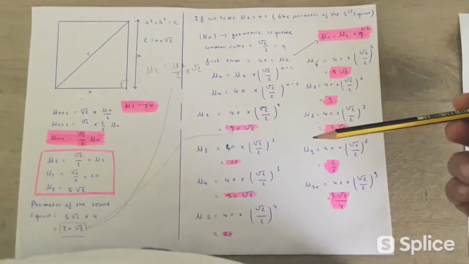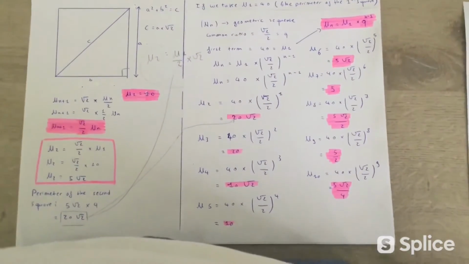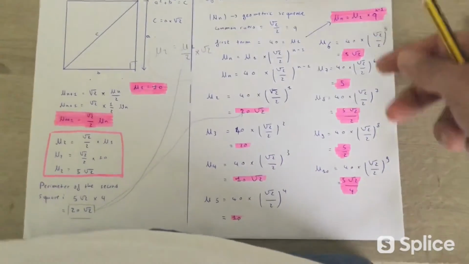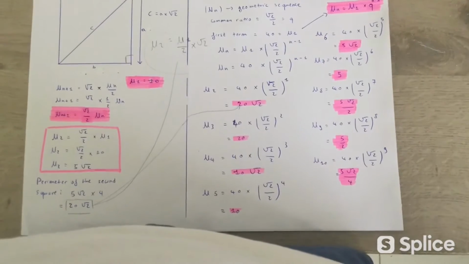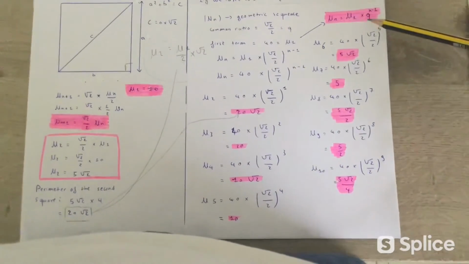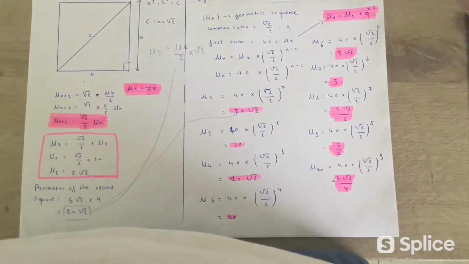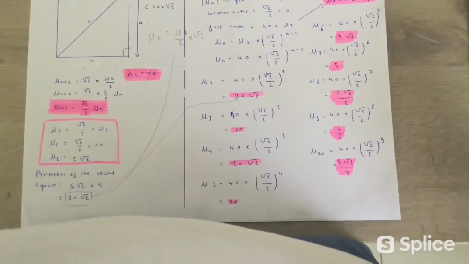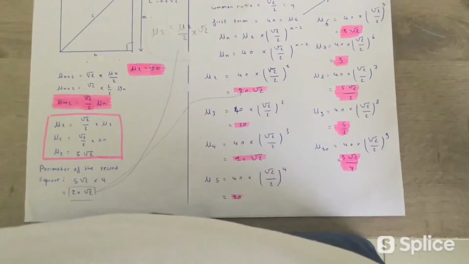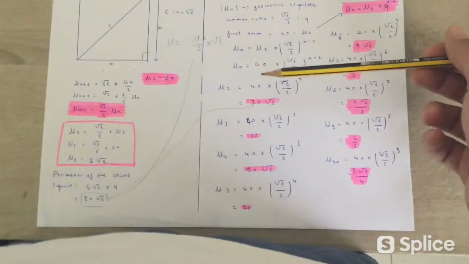then Un equals U1 times q to the power n minus 1. In other words, Un equals 40 times the square root of 2 divided by 2 to the power n minus 1, like here. This means that the first square had a perimeter of 40 centimeters, the second square of 20 times the square root of 2 centimeters, and the third square 20 centimeters, like I found here.